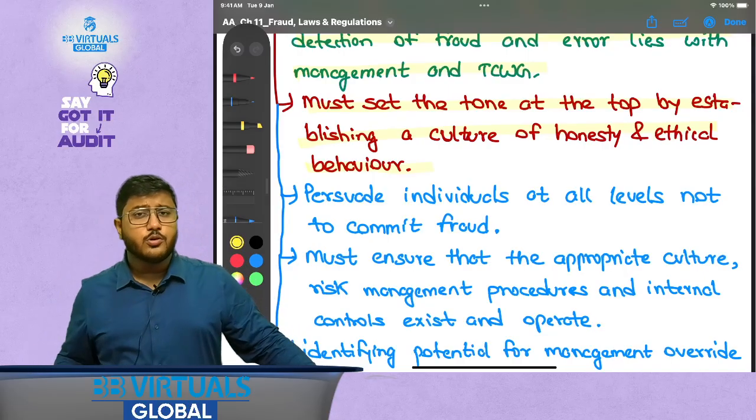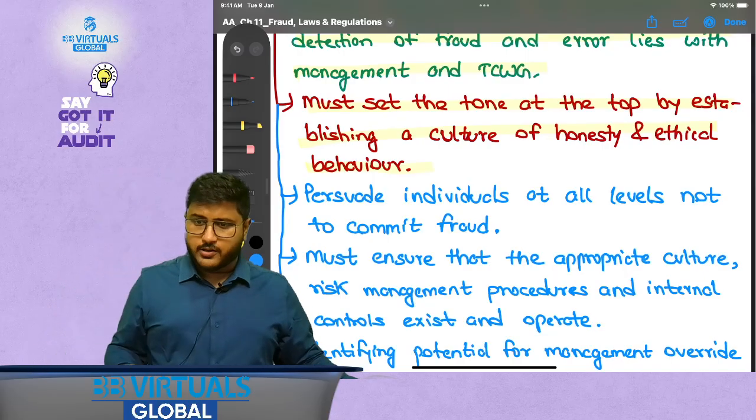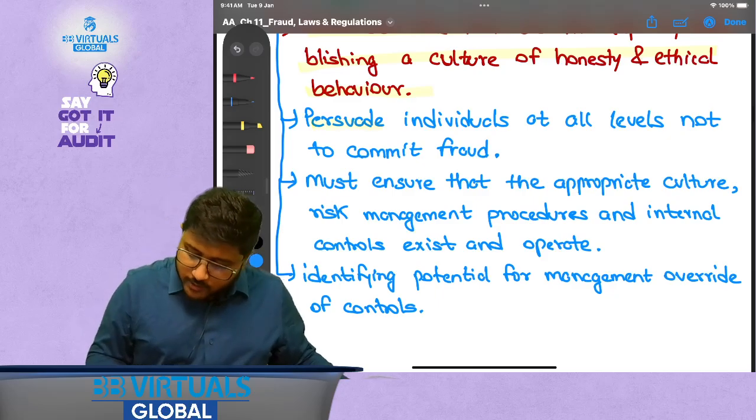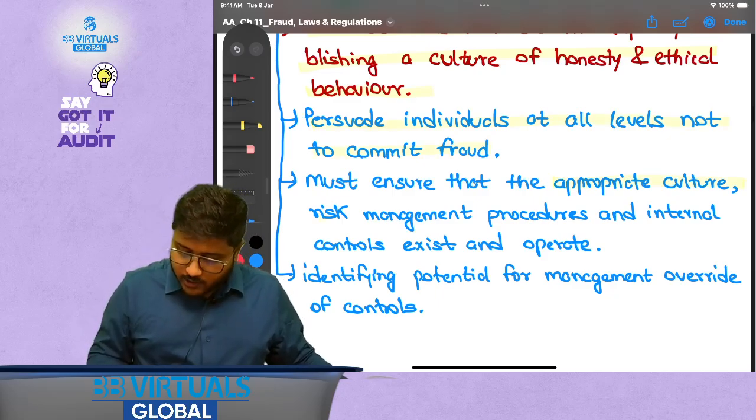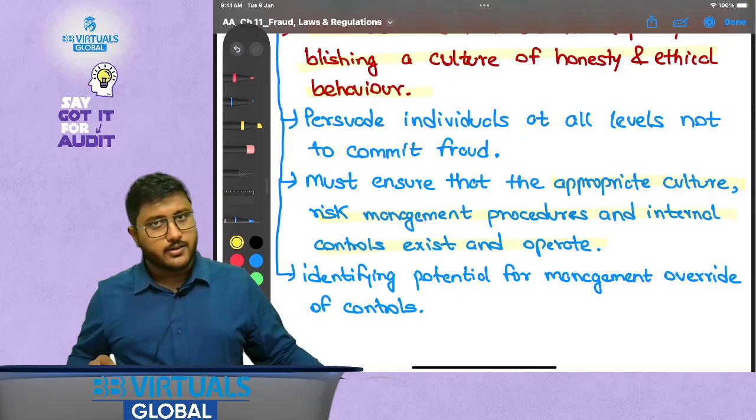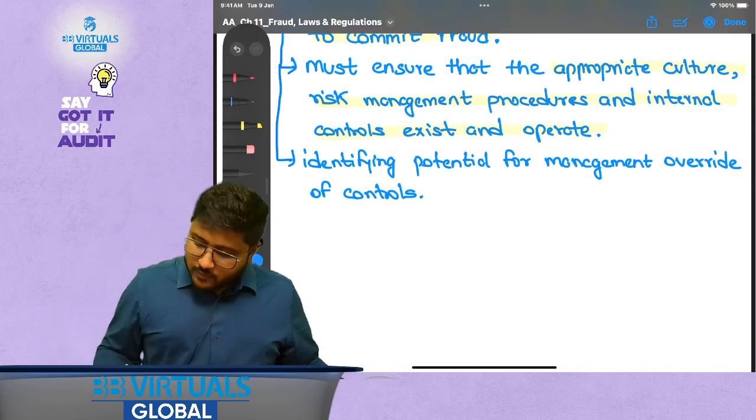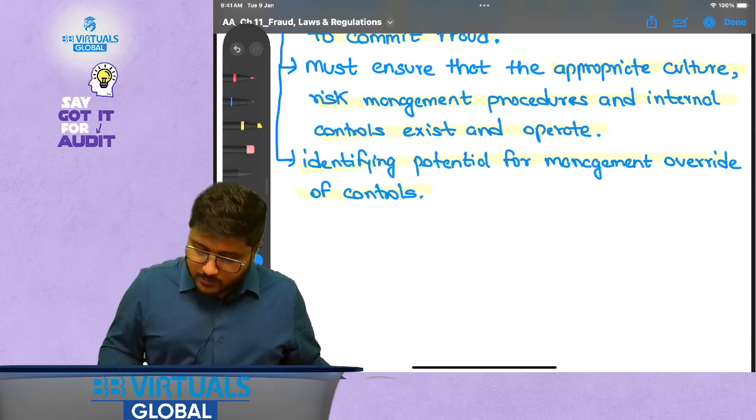They should be able to set the tone at the top. They should persuade individuals at all levels not to commit fraud, and must ensure that the appropriate culture, risk management procedures and internal controls exist and operate. Identifying potential for management override of controls. Now what is this management override of controls?